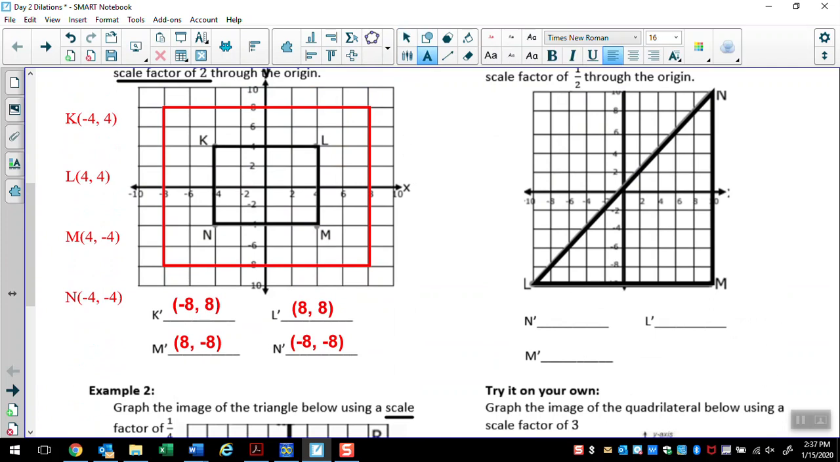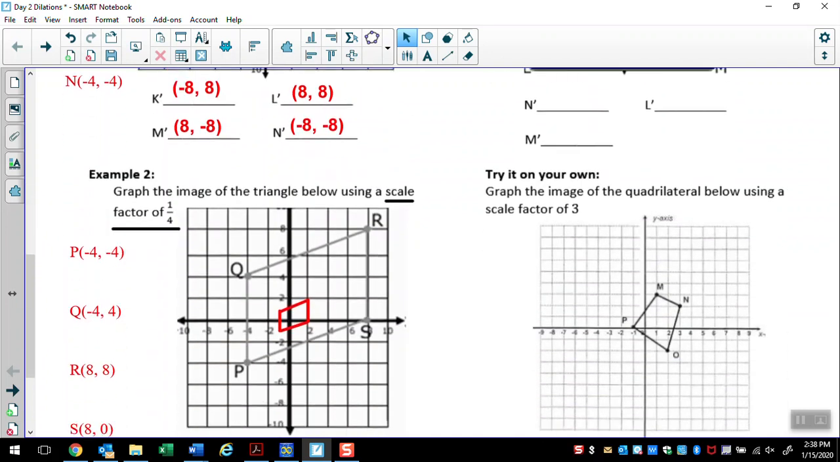So if I were to go ahead and label this one here, oh, it is labeled, would be K prime, this would be L prime, M prime, and N prime. Okay, so make sure we go back and label them. This would be Q prime, R prime, S prime, and P prime.